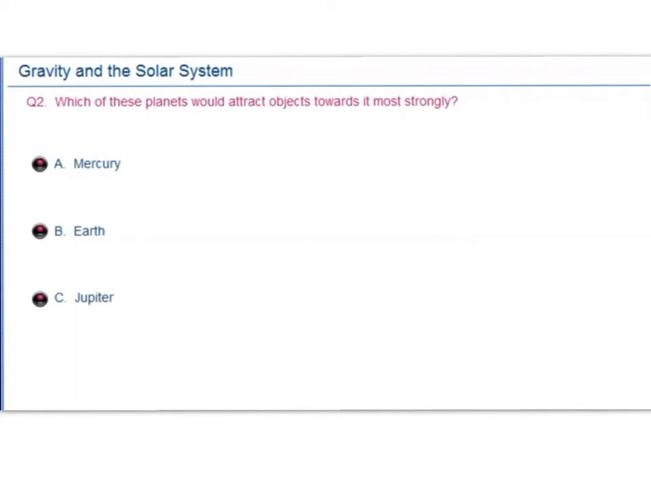Question 2. Which of these planets would attract objects towards it most strongly? Is it Mercury, Earth, or Jupiter? So yet again, write number 2 and then what letter and the name of the planet that you think would attract objects towards it the most strongly. So which of the planets?